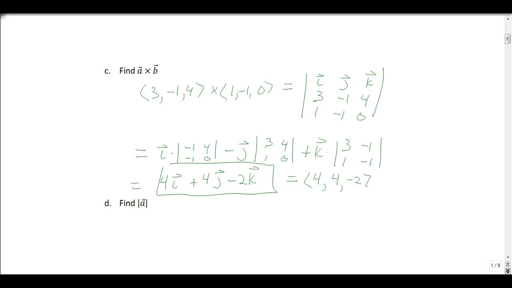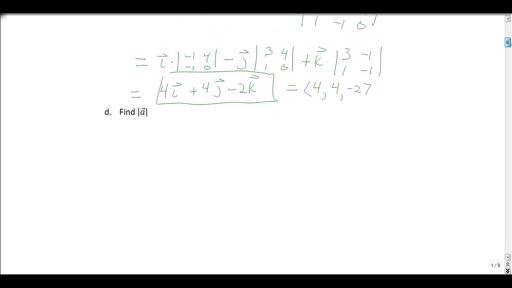Note, if you want to check this, you can take a dot product of this vector with both of these individually. 4, 4, negative 2, dotted with 1, negative 1, 0, should give you 0. That is, they should be perpendicular or orthogonal. 4, 4, negative 2, dotted with 3, negative 1, 4 should also give you 0. If you do 4 times 1, that's 4. Negative 1 times 4 is negative 4. I'd get a 0 for sure. 4 times 3 is 12. Negative 1 times 4 is negative 4. Those add to 8. Negative 2 times 4 would give us a negative 8. That would give us a 0 as well. So the answer checks out.